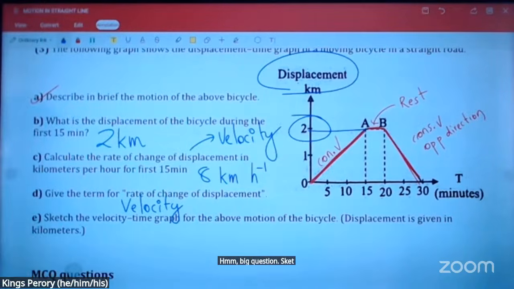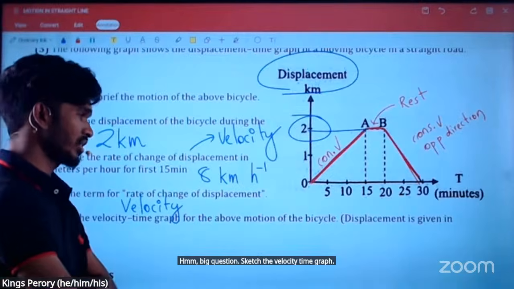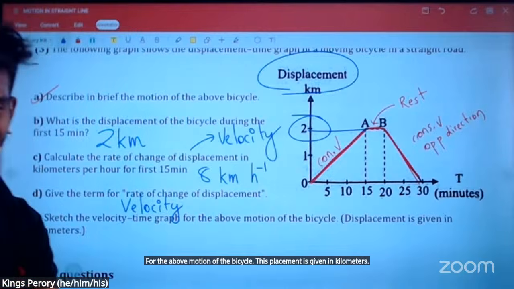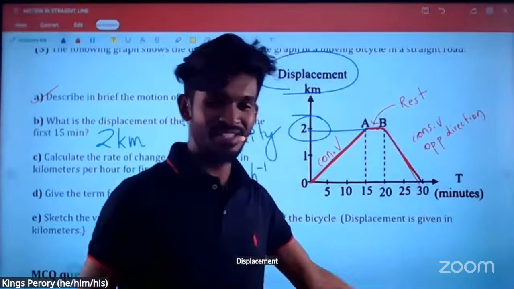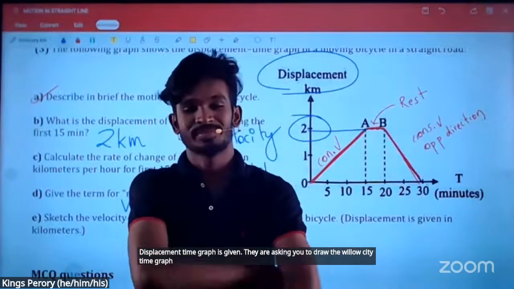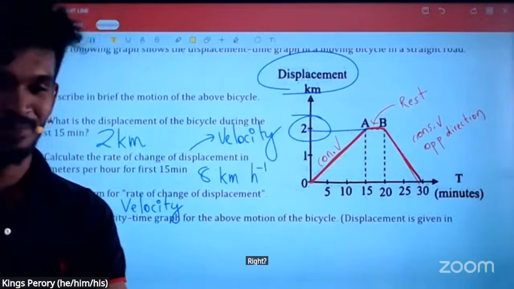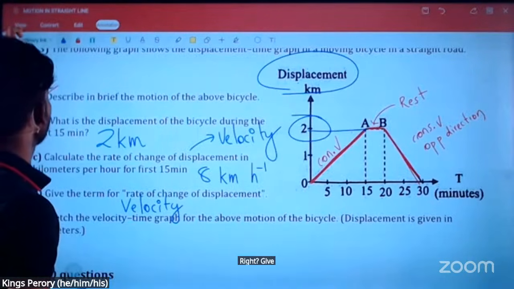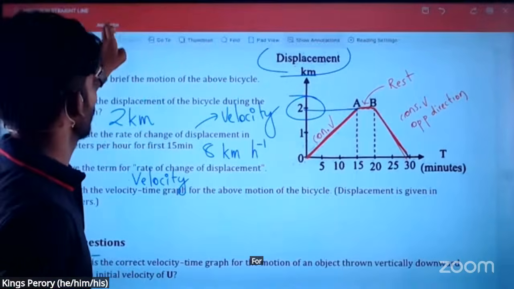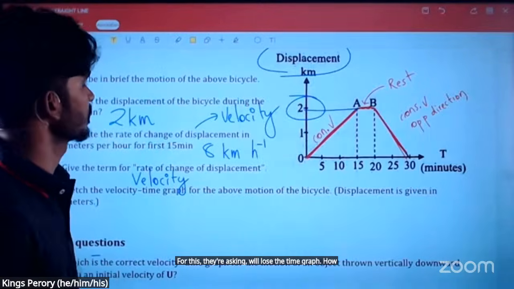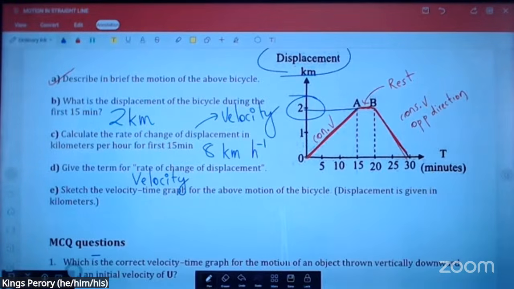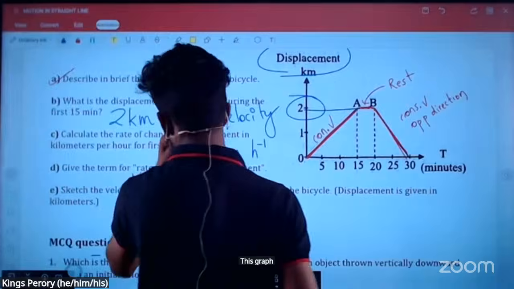Sketch the velocity time graph for the above motion of the bicycle. Displacement is given in kilometers. The displacement time graph is given. They are asking you to draw the velocity time graph for this. Give it a try. How to convert? They are asking you the velocity time graph.